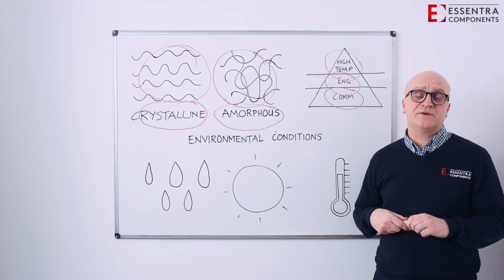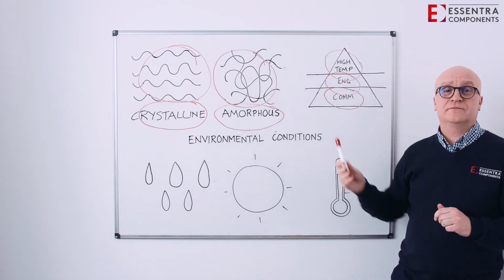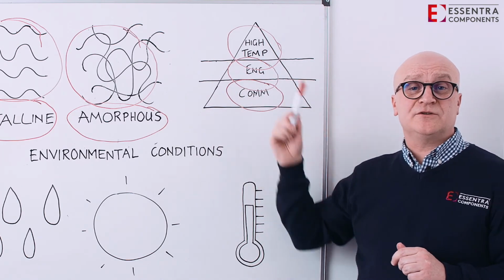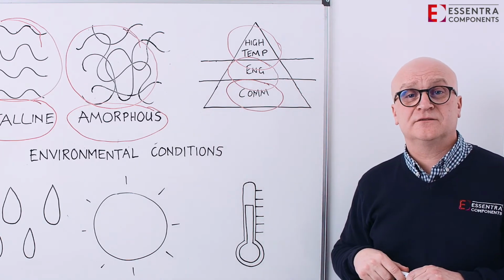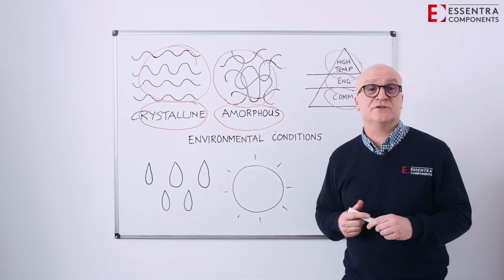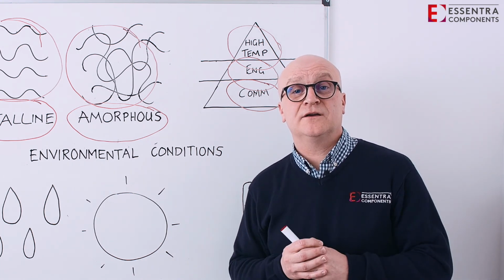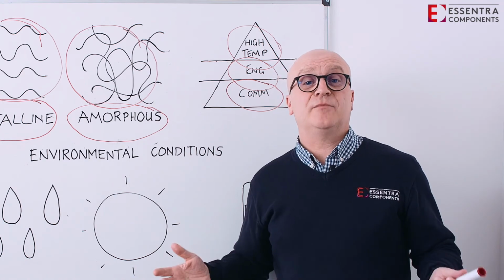So to summarise, if we take into account the structure of the material, the type of material that we're going to be using, suitable for our application, the environment and the conditions that the component is going to be exposed to, this helps us to make the correct selection of the polymer we're going to use to make our parts.